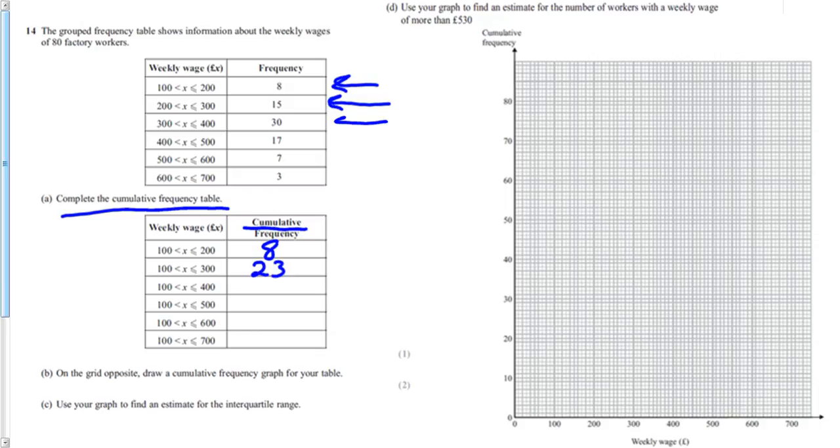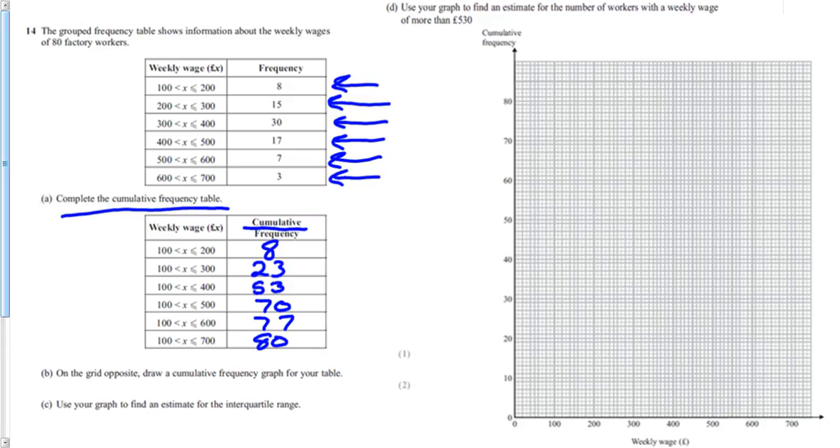Then we pick up another 30. So 23 plus 30 is 53. We then pick up another 17, so that's 63, 70. We then pick up another 7, so add another 7 on, we get 77. Then finally pick up the extra 3, and we get 80.